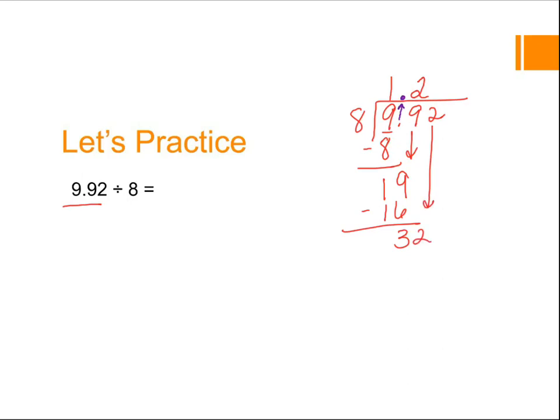So then I'm going to bring down a 2. 32 divided by 8 is 4. 4 times 8 is 32. Subtract and we're left with nothing. So we end up with 1 and 24 hundredths as our answer.